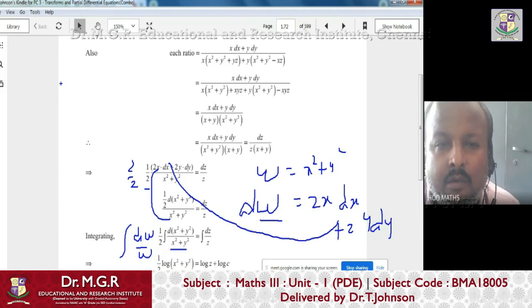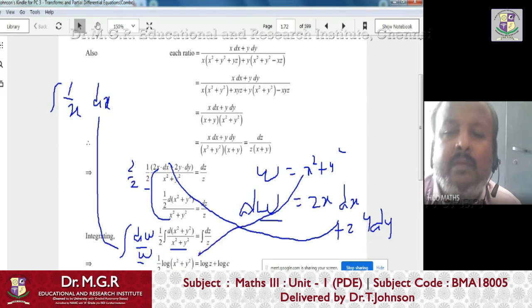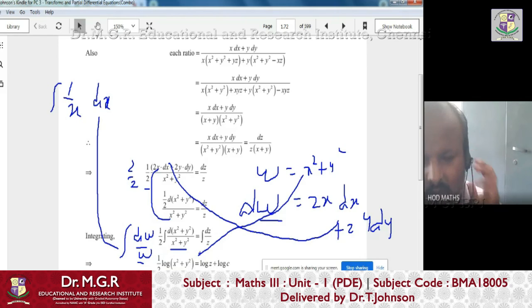Integral of 1 by x dx is log x. But in place of x, w is there, so you have to put log w. But what is w? Again, w is nothing but x square plus y square.